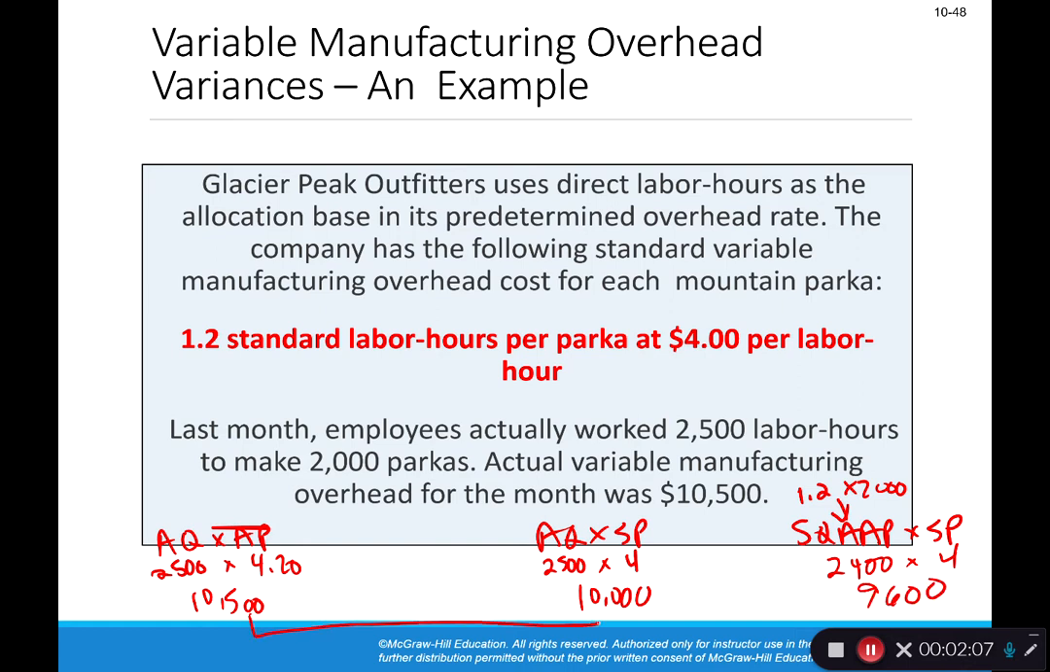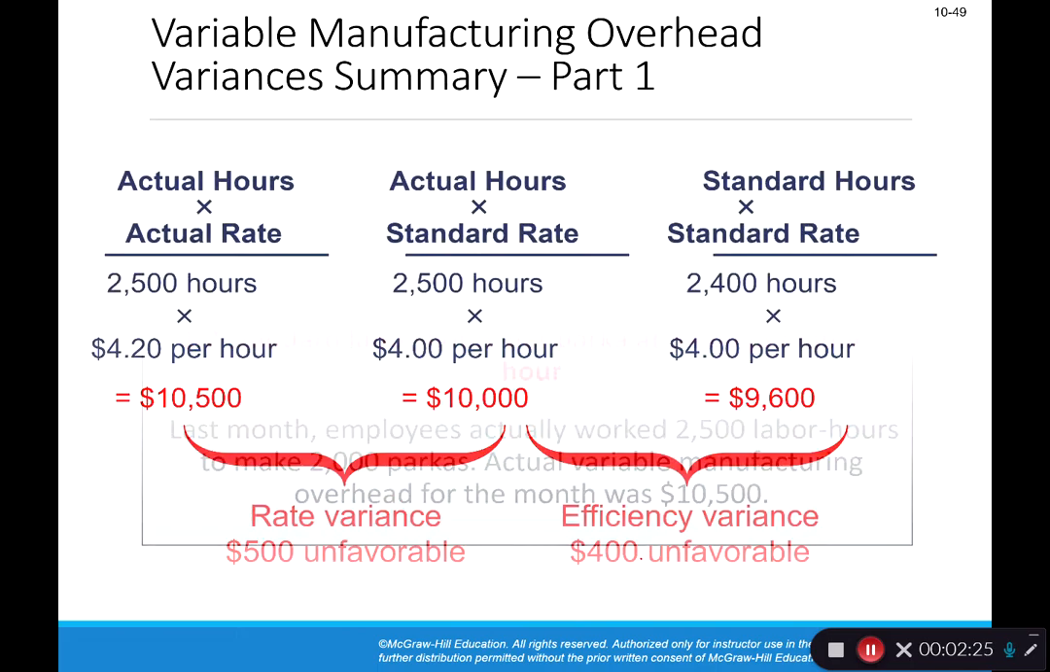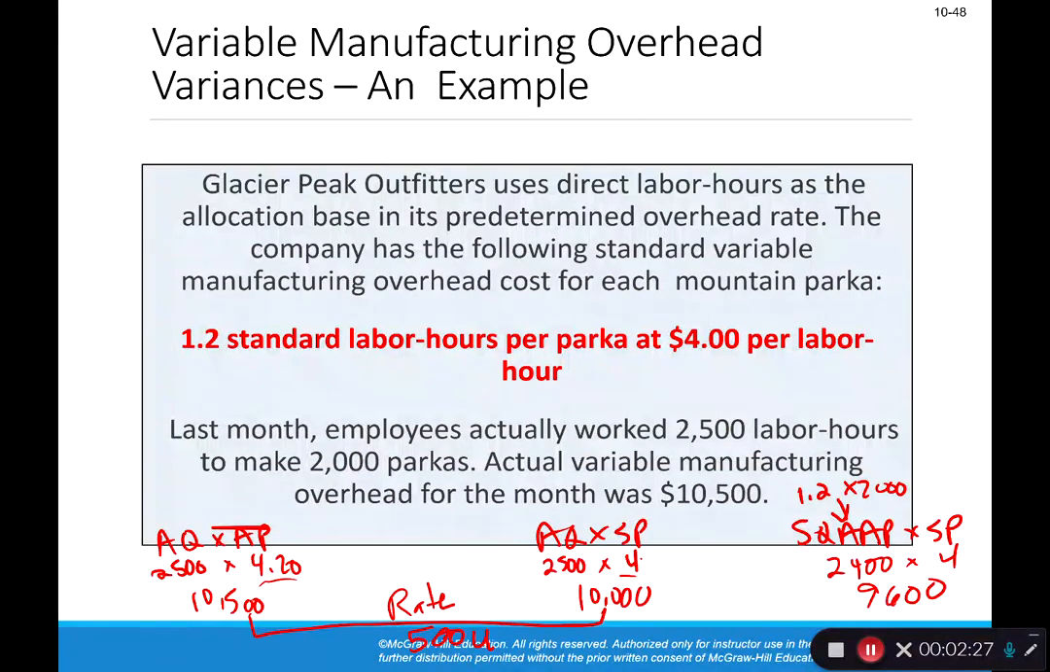So then we compare column 1 and column 2. That's going to get us our rate variance for variable overhead. That's going to be a $500 variance, and that's unfavorable. Why? Because I actually spent 10.5. The budget was 10. Or if you prefer, I spent 4.20. I should have only spent 4. Whoopsies. So either way, you slice it or dice it, it's an unfavorable rate variance.